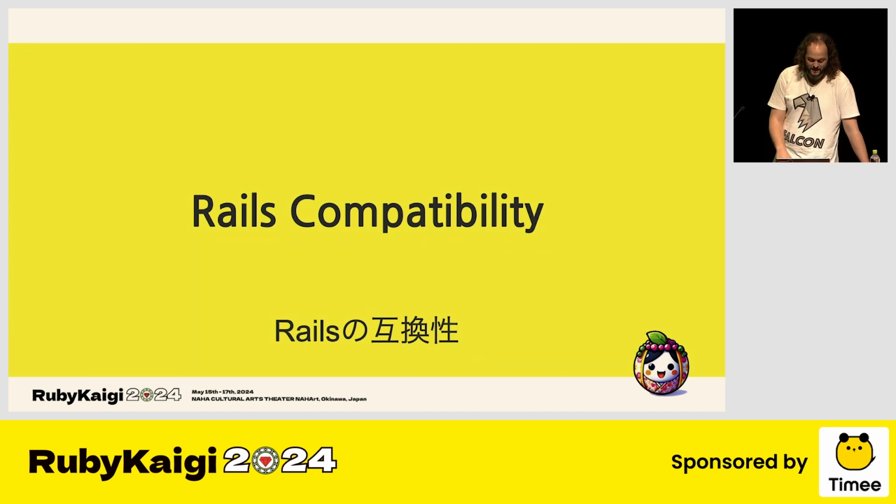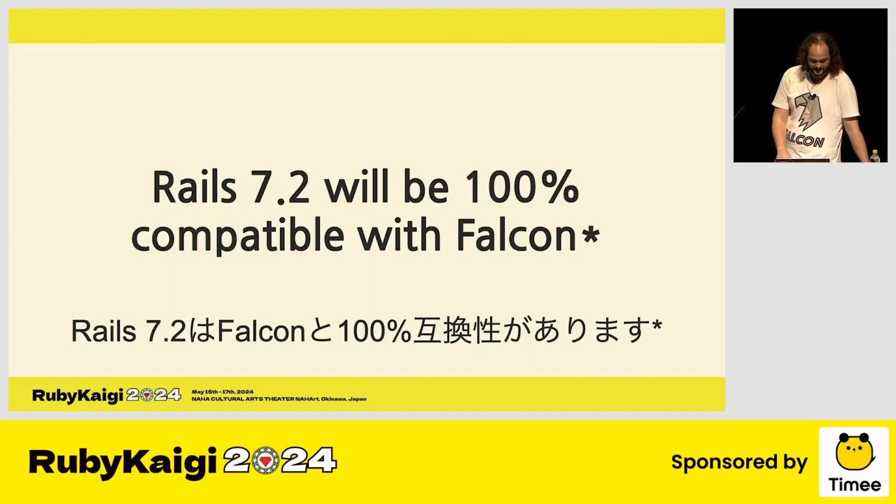Finally, I want to talk about Rails compatibility. Rails 7.2 will be 100% compatible with Falcon, with 0 changes required. Not only can you get improved concurrency, you will have exciting options for introducing real-time interactivity.